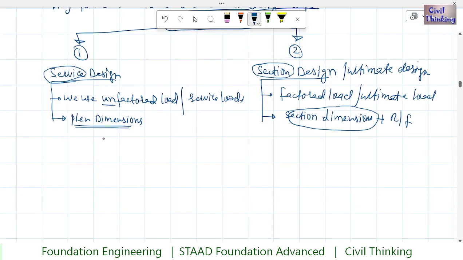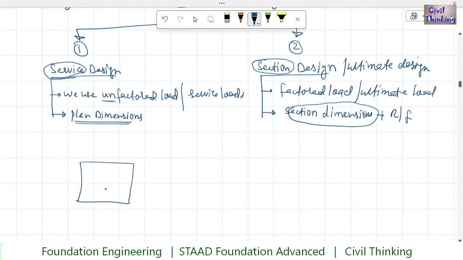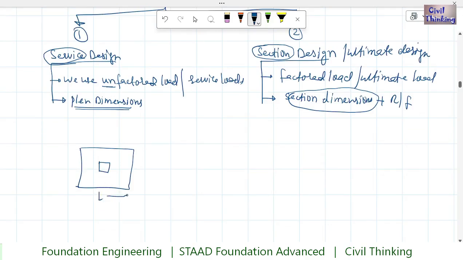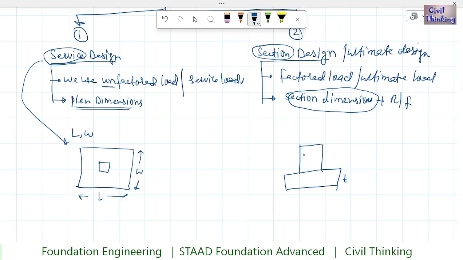Okay, so let me show you here plan. So this is a plan. For example, we are talking about isolated footing, right? So this is the length and this is the width. Okay, so when we do the service design, we will get these length and the width of our foundation. Okay, and when we draw the section of our isolated footing, we have the thickness of it, right? The thickness of the foundation, right? And we have the reinforcement. So in the section design, we get the section dimensions like thickness. Okay, and also we get the details about the reinforcement.